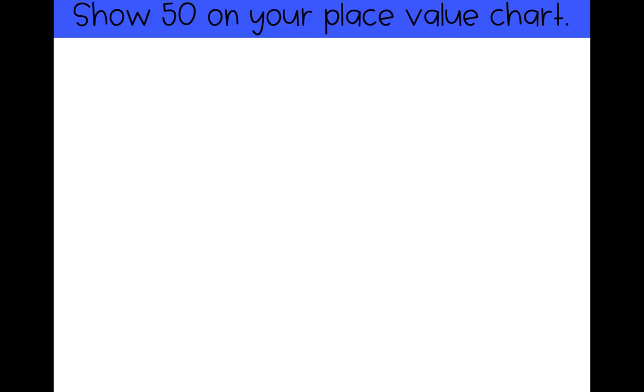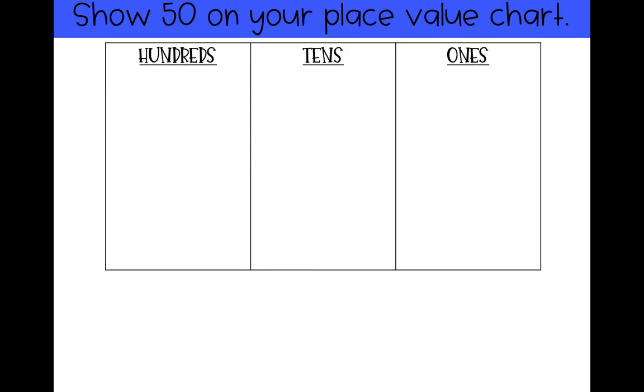Let's start off by showing 50 on our place value chart. If you don't have your paper and pencil or your whiteboard and marker, go ahead and pause the video to go get it. How should we show 50 on our place value chart? What kind of discs do we need to draw? If you said we need 5 tens, you are correct. Great job.